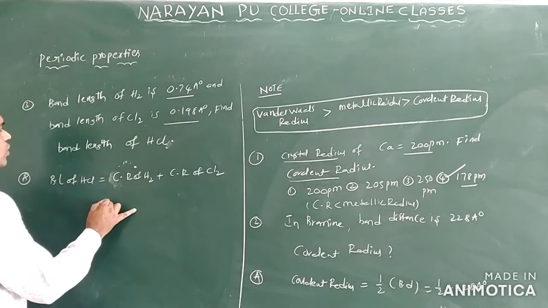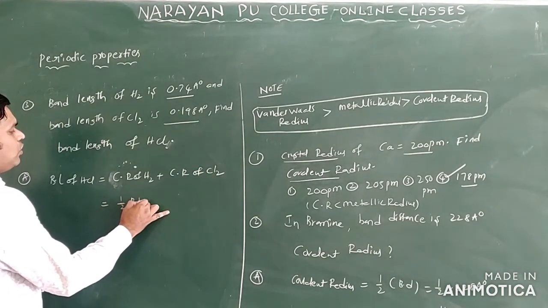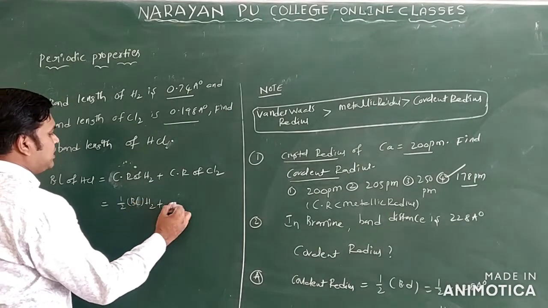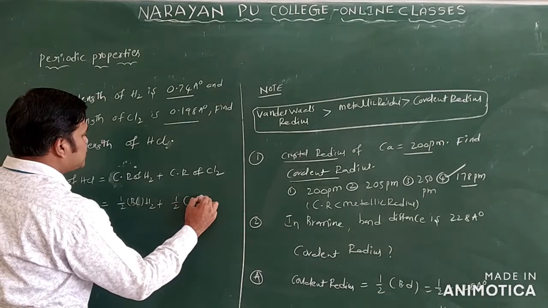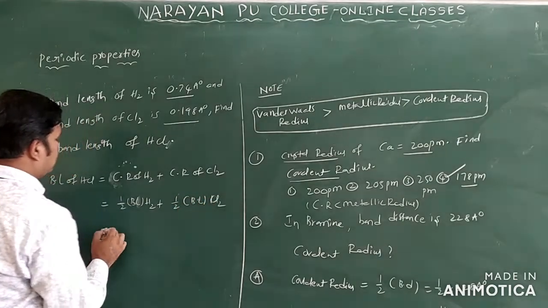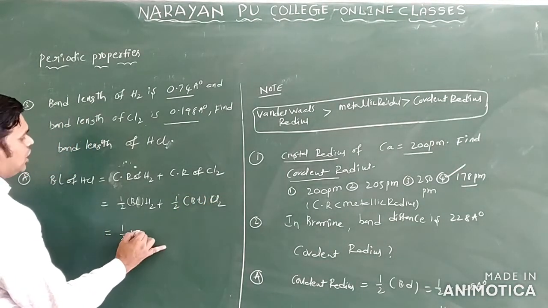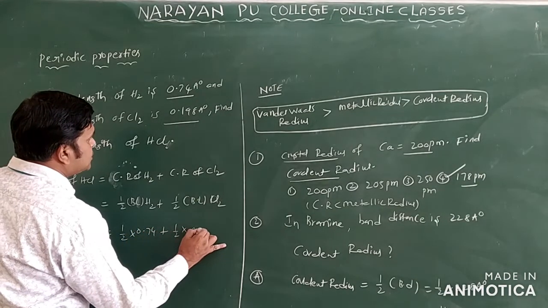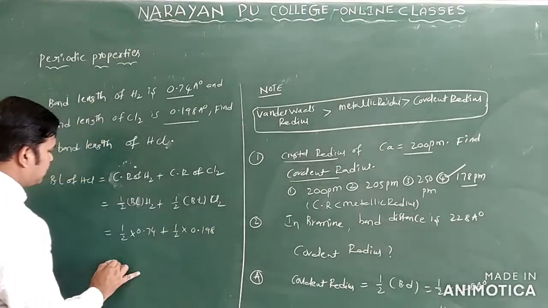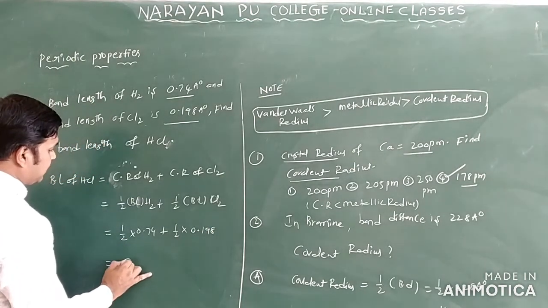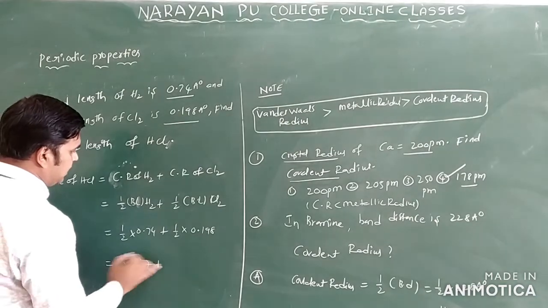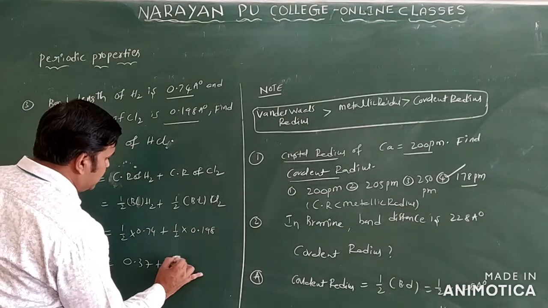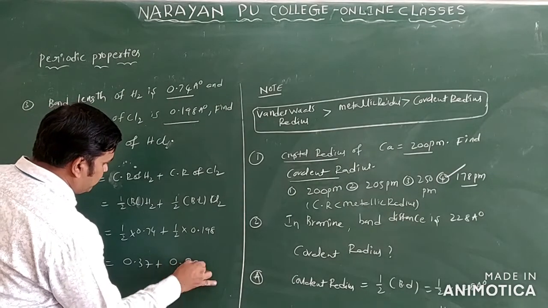Covalent radius means half of the bond distance, or bond length, of H2, and this is the bond length of Cl2 only. So this is half into 0.74 plus half into 0.198 only. So 0.74 halved, I will get 0.37, plus 0.198 halved, which is 0.099, about 0.99.